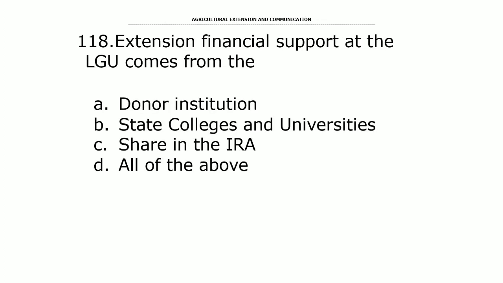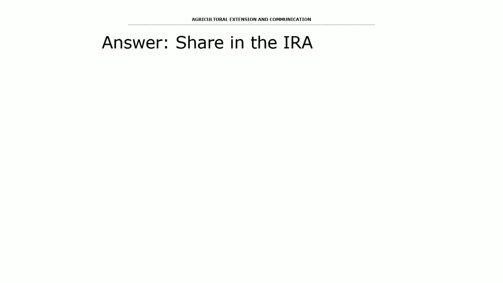Number 118. Extension financial support at the LGU comes from the A. Donor institution, B. State colleges and universities, C. Share in the IRA, or D. All of the above. The answer is share in the IRA.